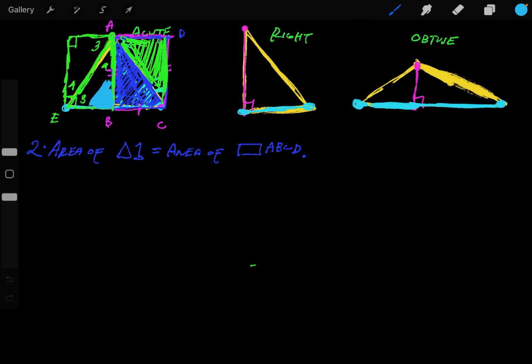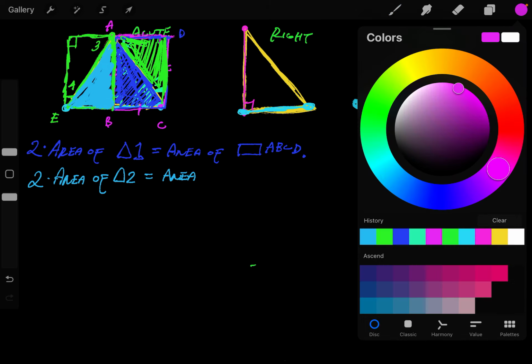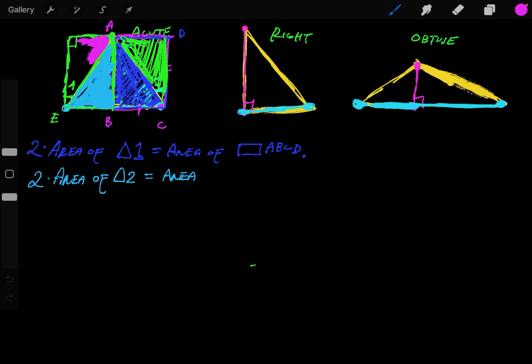So this blue triangle, let's call this light blue triangle triangle 2, right? So 2 times the area of triangle 2 is equal to the area of the other rectangle, right? Because I put two of them, so we should see that the pink triangle is the same area as that light blue one because it's the same triangle. So I should see that twice this blue area is going to be this rectangle's area, right?